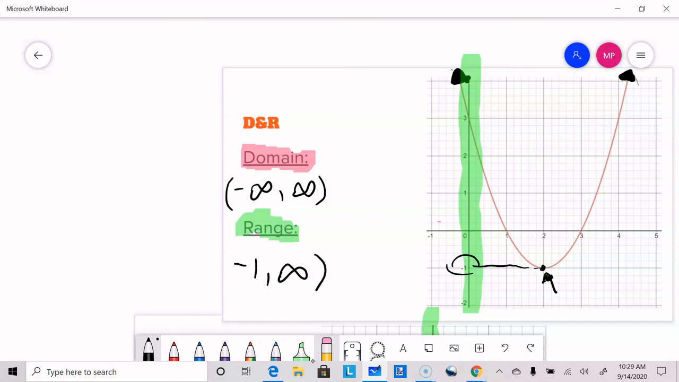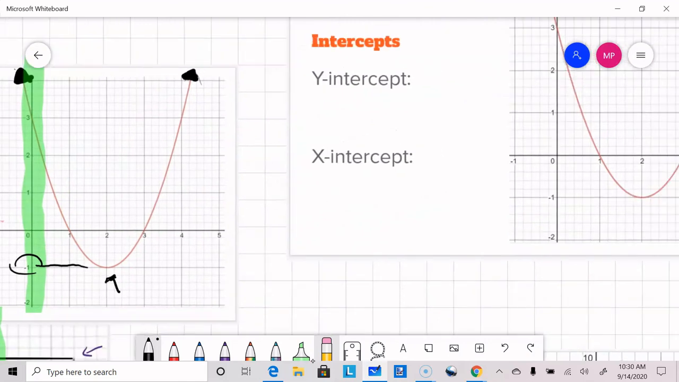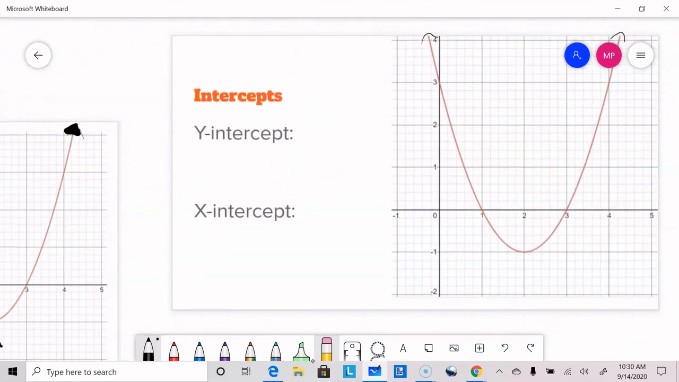And just like with before, we're always going to put a parenthesis around our infinities, either one, negative or positive. And then since this point isn't a hollow dot, it's included. So since that number is included, we're going to put our bracket around -1. So now that we have domain and range, we'll scooch over. We'll go to our x and y intercepts.